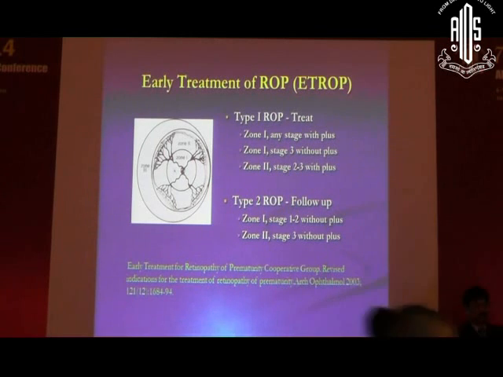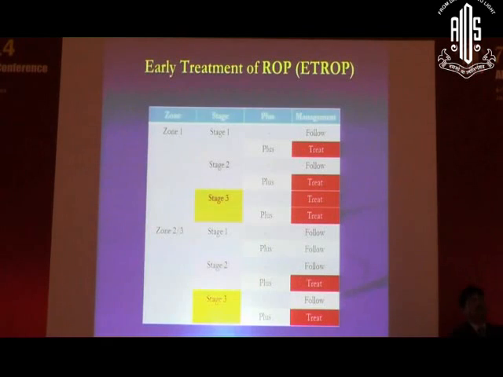Type 1 ROP, what you need to treat: zone 1 stage plus, zone 1 stage 3 without plus, and zone 2 stage 2 to 3 with plus. This is typically the current guideline for treating ROP. This is a chart Dr. Dogra likes to show us, and it's a good chart which shows that in zone 1 you need to treat most of these babies, and in zone 3 you need stage 2 to 3 plus disease.